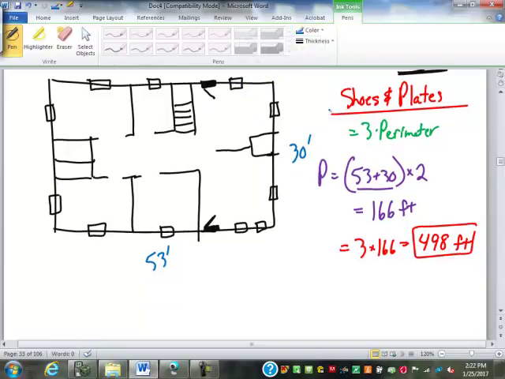Studs. The external wall studs, we're just going to do number of studs is equal to, now we're going to go 16-inch spacing on those, so 12 over 16, times that perimeter again, 166, always round up, plus A. So we've got to figure out what A is here.